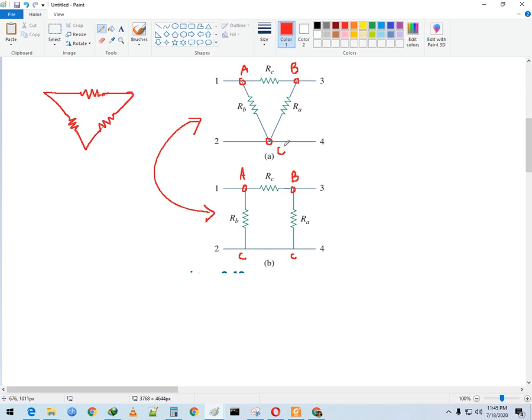RB is in between A and C. RA is in between B and C in this figure. RA is in between B and C in the other too. RC is in between A and B. RC is also in between A and B. For such reason we can call this circuit exactly the same as the previous one, and they can be used interchangeably.